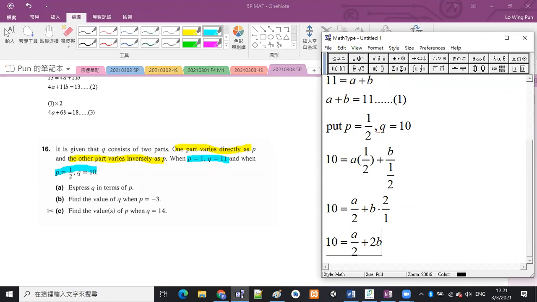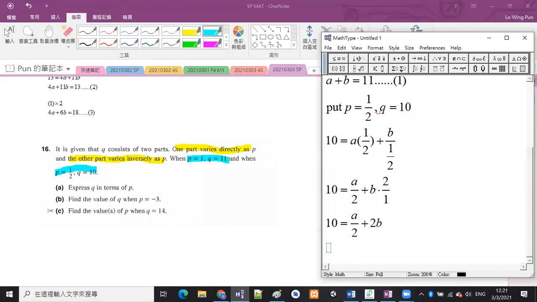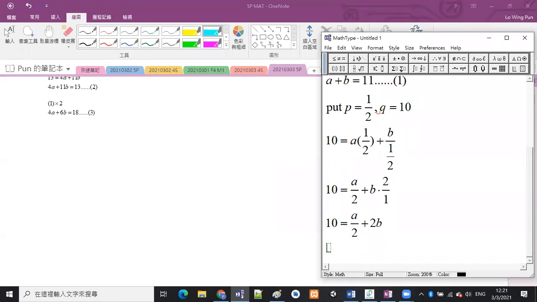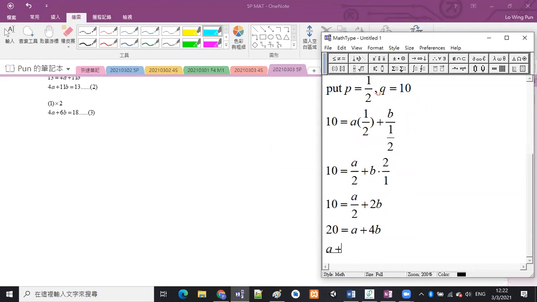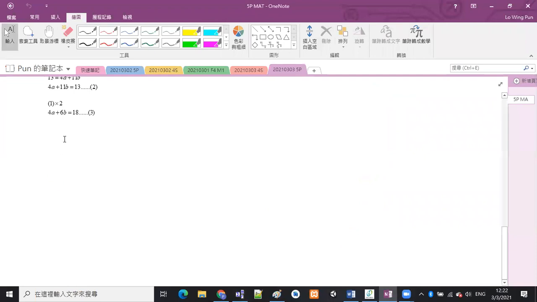But now we have a fraction, and we do not like fractions, and this fraction is not the only fraction on one side. So we cannot multiply the 2 to the opposite side at this step. So we need to multiply 2 to every term in the equation. 10 times 2 is 20. And then A over 2 times 2, the 2 and 2 will be cancelled. And then 2B times 2 will be 4B. Okay? And then write A plus 4B on the left, and then 20 to the right, and label this to be equation 2. And then just paste it here first.